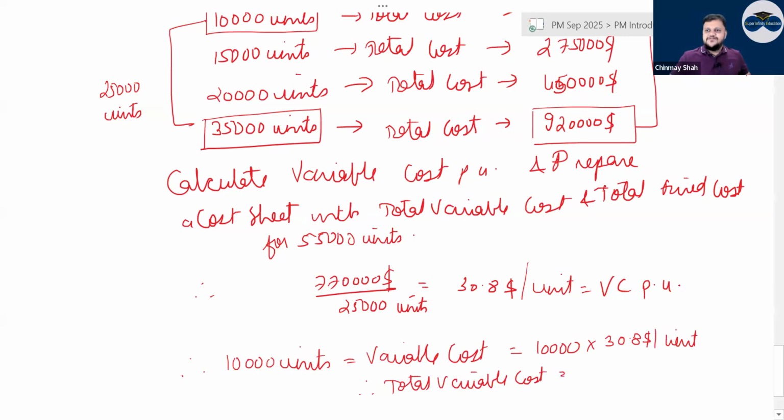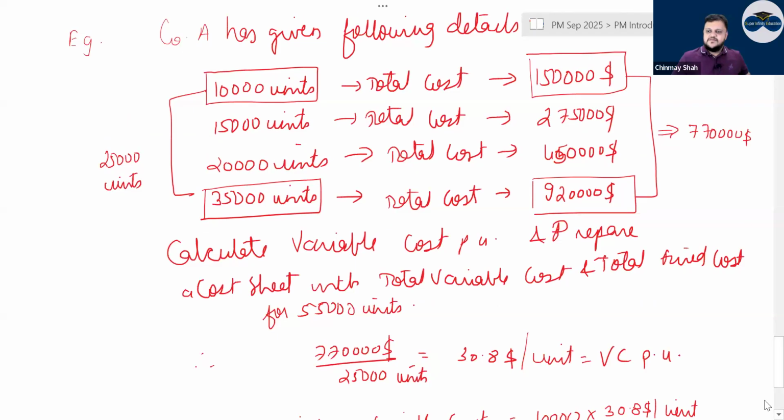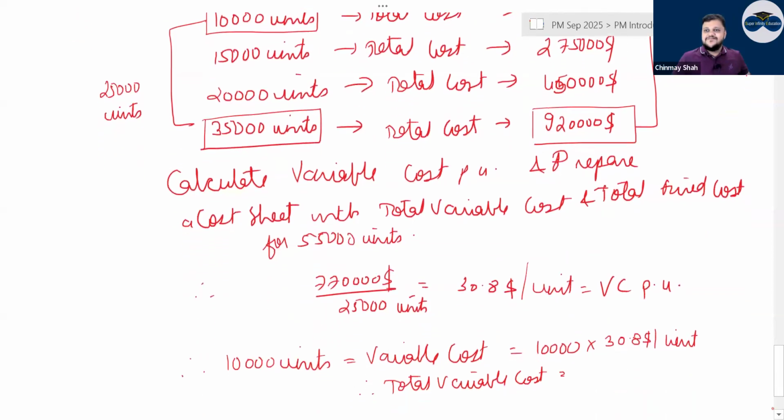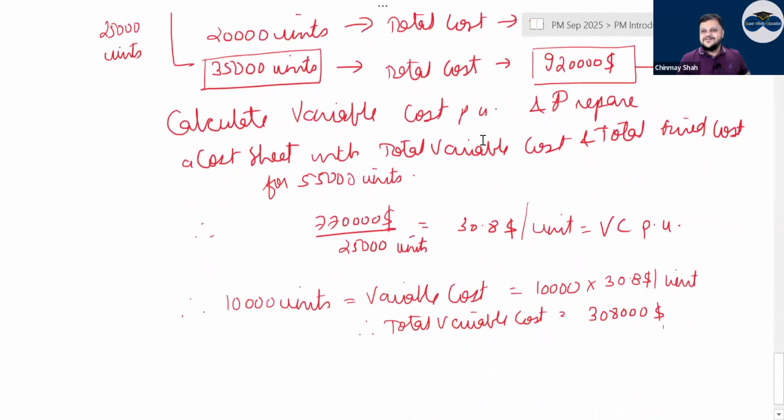ये कुछ लफड़ा हो गया क्या? Tell me. How much is this? बोलो. 308,000. अरे sir, total cost is only 150,000. How did it come to 308,000?